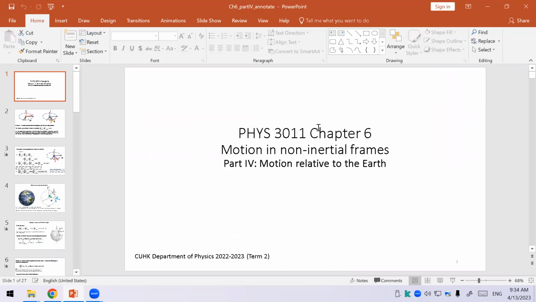We will first of all finish this part, and then next, part 5 of this chapter would also be about a particular example for the motion relative to the Earth, which is known as the Foucault pendulum. But for that part of the chapter, you will not be tested in the final exam. That is to say, for our final exam, up to this part of the content will be tested.